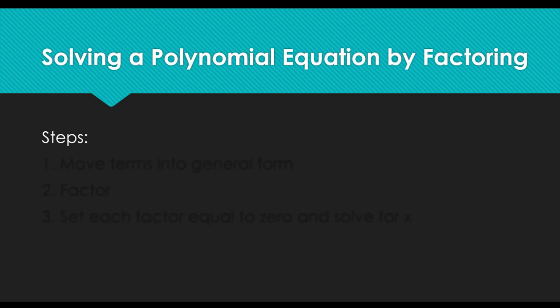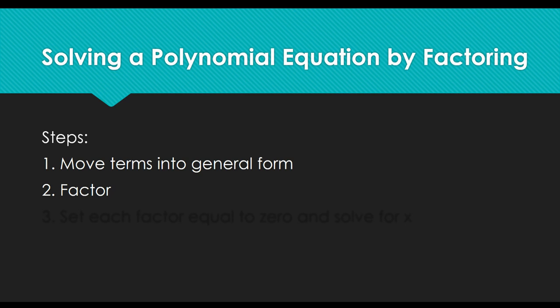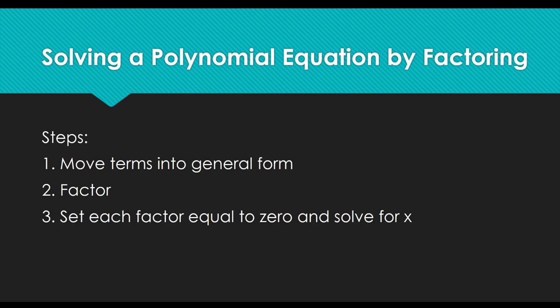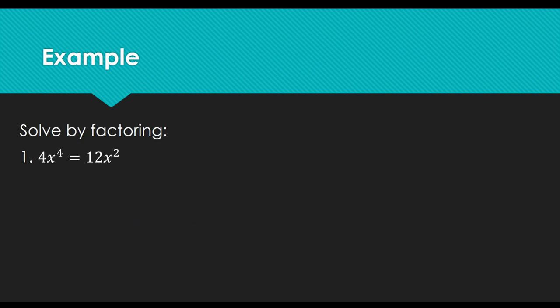Here are the steps that we're going to do while solving these types of equations. We first want to move terms into general form. So remember, general form, get everything to one side, make it equal 0. Then we'll factor. And then once everything's factored, because it equals 0, we'll set each factor equal to 0 and continue solving for x. So let's look at this example.